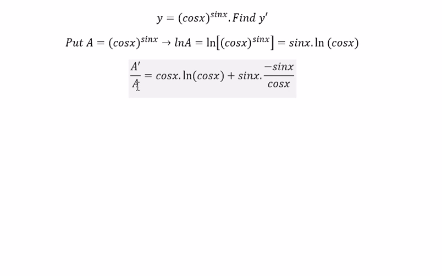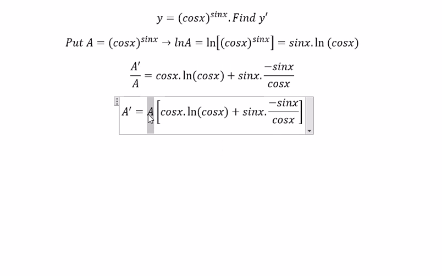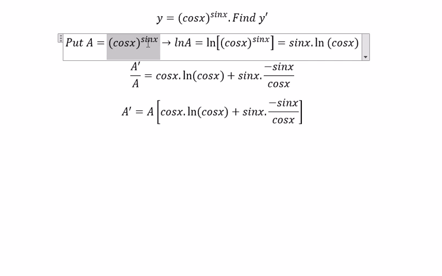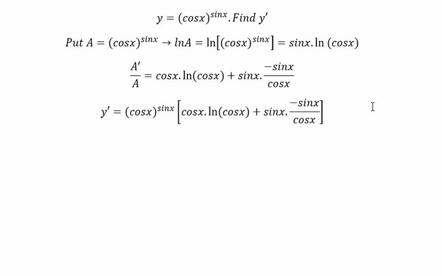Next, a multiplied with this one. And we know that that should be this one. And we know that the derivative of a, that means we find the derivative of y. So we change this one into like this. And that's the final answer.